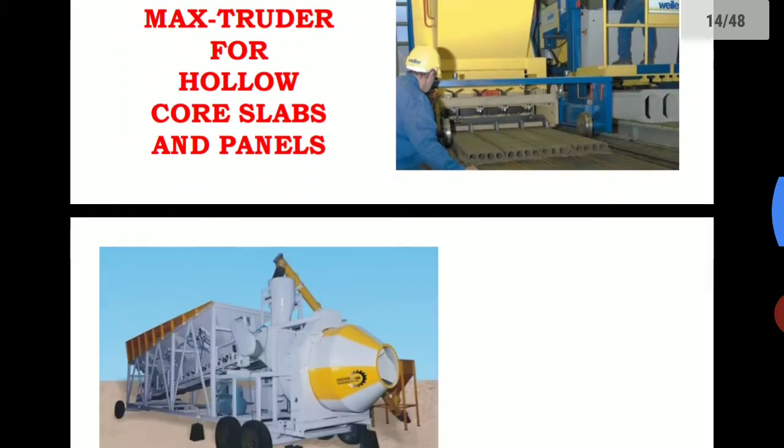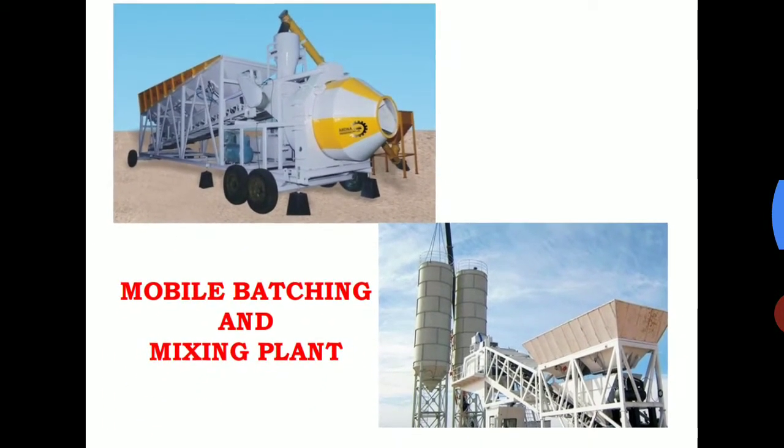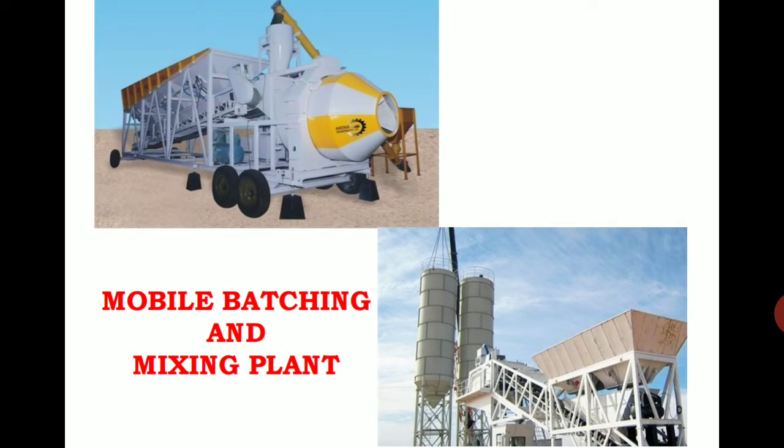Okay. And then this mobile batching and mixing plant, right? We require a mobile batching plant and mixing plant, especially for concrete works. For example, if the structural elements are going to be manufactured at the construction site itself, at that time we can use these types of mobile batching and mixing plants. By using the different raw materials which are available nearby to the construction site, we can manufacture those particular elements using this mobile batching and mixing plant.